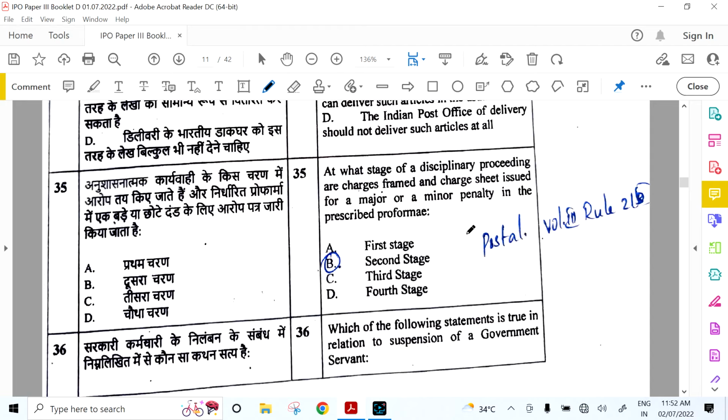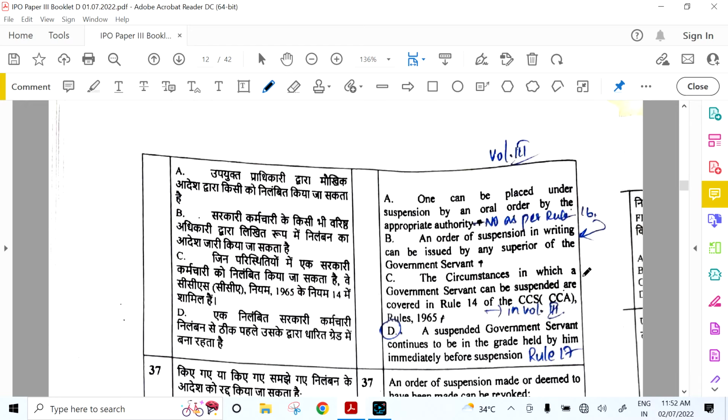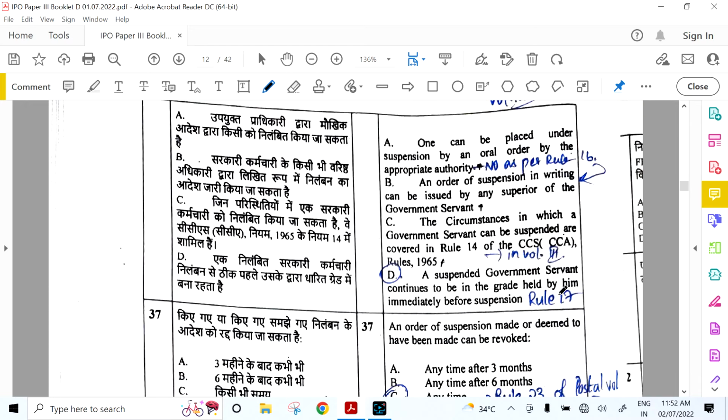At what stage of disciplinary proceedings are charges framed and a charge sheet issued for major or minor penalty in a prescribed format? It is Postal Volume 3, Rule 2B. There will be 4 stages of disciplinary proceedings: the first one is the preliminary inquiry, the second one is the charge sheet framing. Which of the following statements is true in relation to suspension of a government servant? The answer is, a suspended government servant continues to be in the grade held by him immediately before suspension, under Rule 17.